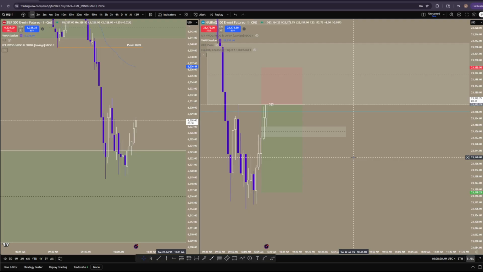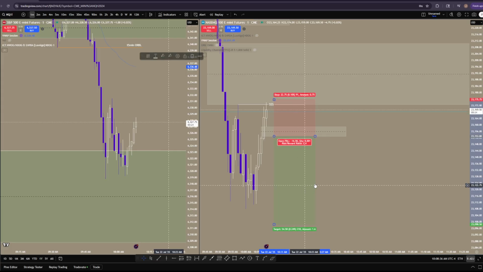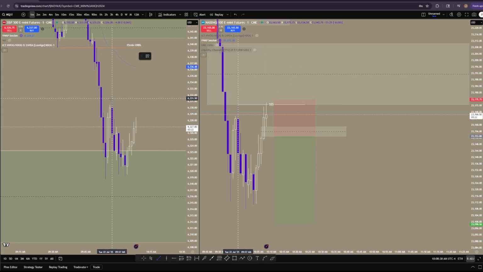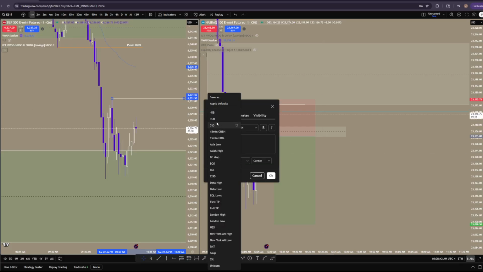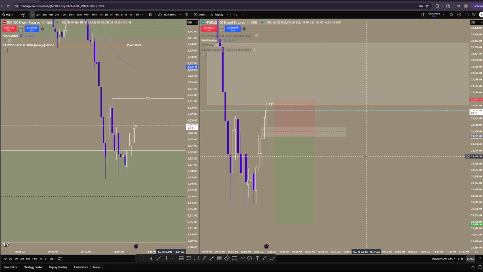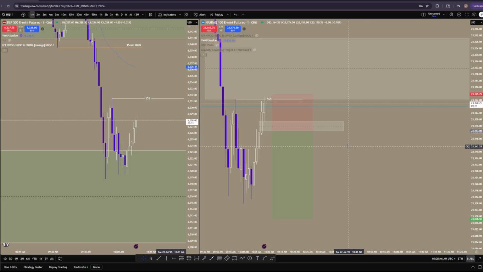Okay, so still setting up for a short here, guys. We just swept internal highs. We got SMT divergence into a 5-minute bearish fair value gap. If we get inversion back down, I'd still be looking for shorts.